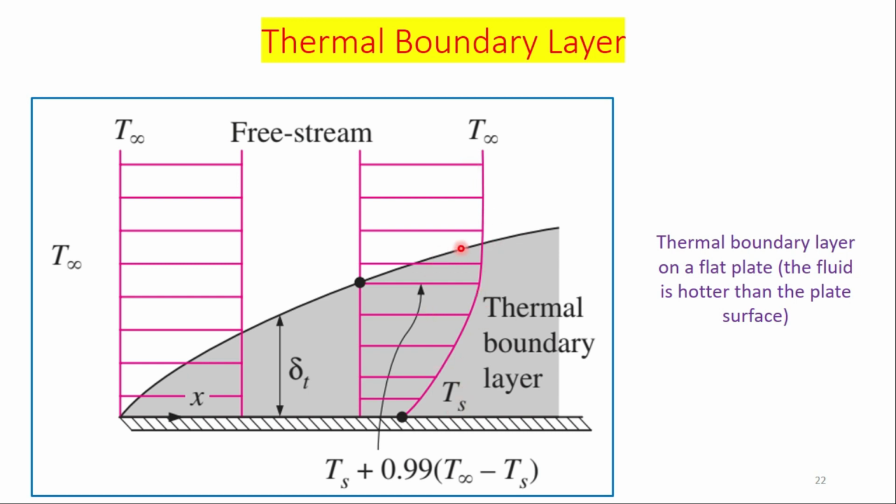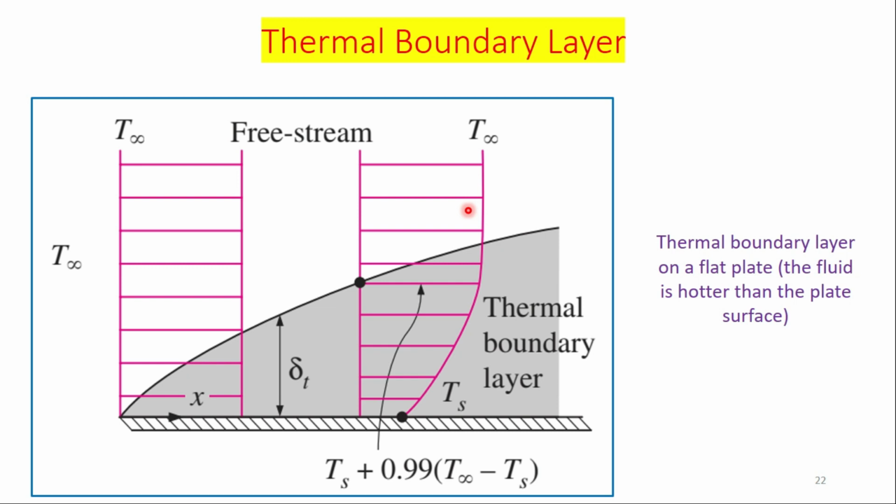And this region, the gray area, is simply known as the thermal boundary layer. As I have already said earlier, the thickness of this thermal boundary layer is represented by delta T. The temperature at any point along the thermal boundary layer will be determined by this expression. If we assume that the surface temperature Ts is 0, then the temperature at the upper edge of the thermal boundary layer, that is T, will be equal to 0.99 of the fluid temperature, and it is a similar case to what we have studied in the velocity boundary layer.